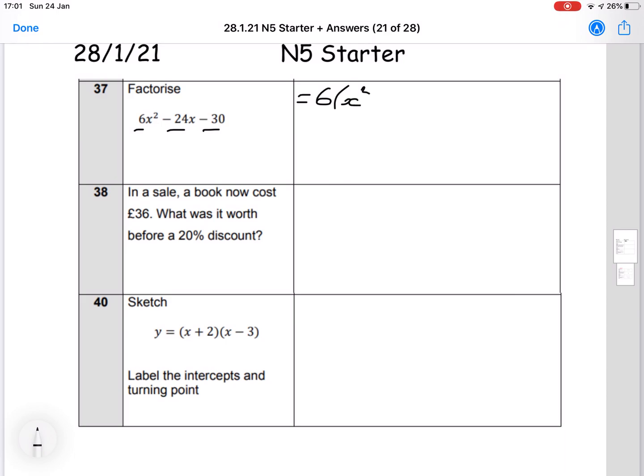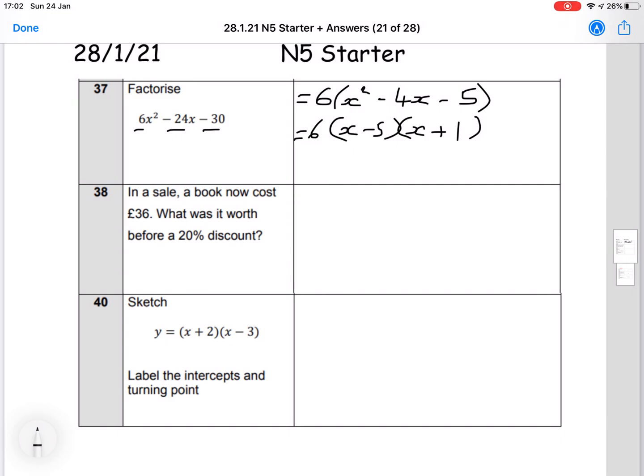So we'll have 6 and then in the bracket x squared minus 4x minus 5. Inside that bracket we have a trinomial, so that's going to go into double brackets. We'll have an x at the start of each bracket to get that x squared, and we're looking for the numbers that multiply to minus 5 but add up to minus 4. So that's going to be minus 5 and plus 1. Minus 5 add 1 is your minus 4. Minus 5 times positive 1 is minus 5.